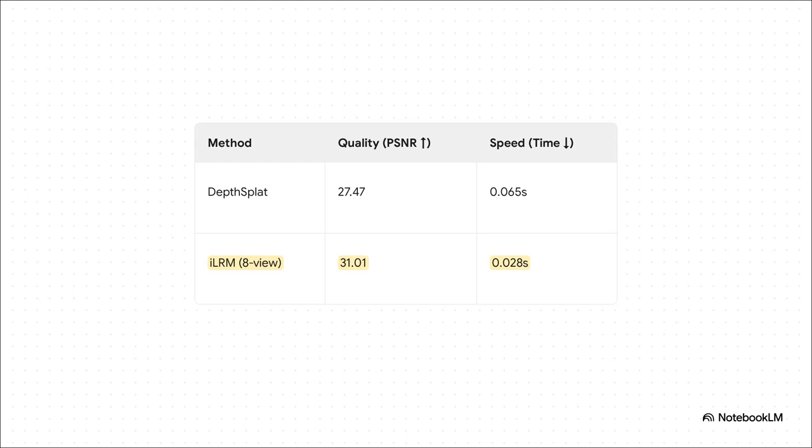So here's a head-to-head comparison. The quality score, PSNR, where higher is better, you can see iLRM is clearly ahead. At the same time, look at the speed. Just 0.028 seconds. That is less than half the time of a major competitor, DepthSplat. So the answer is a huge yes. It's both higher quality and way, way faster.